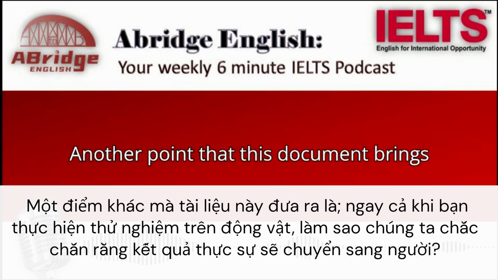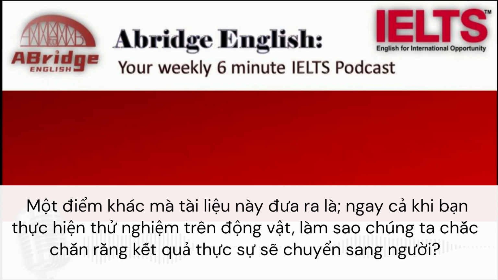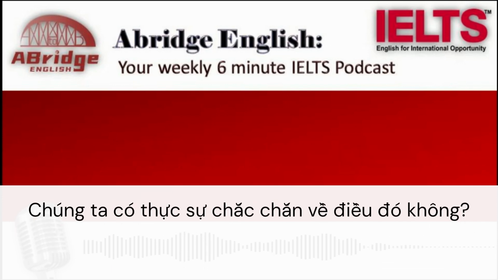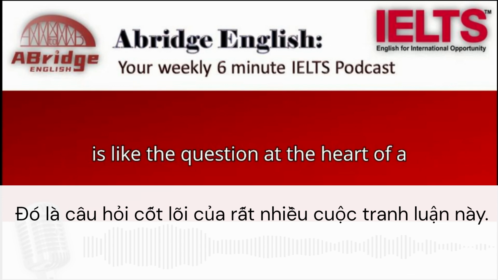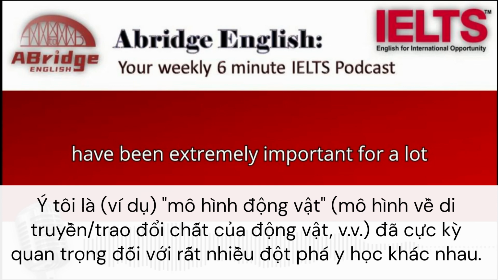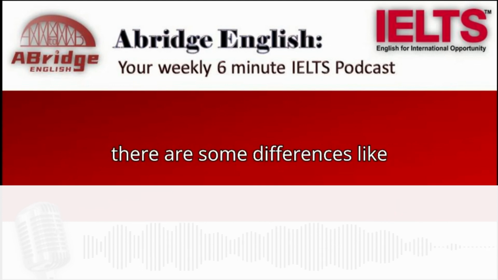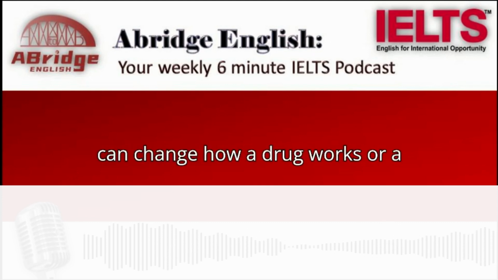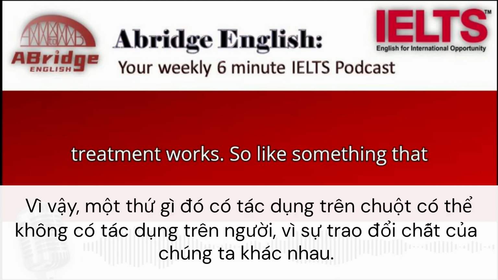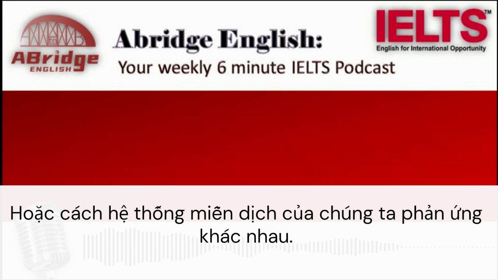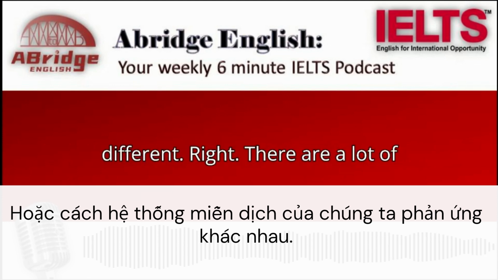Another point that this document brings up is, even if you do the testing on animals, how do we know for sure that the results are going to translate to humans? That is the question at the heart of a lot of this debate. Animal models have been extremely important for a lot of medical breakthroughs, but there are biological differences between species that can change how a drug or treatment works. So something that works on mice might not work on humans, because our metabolisms are different, or the way our immune systems respond is different.